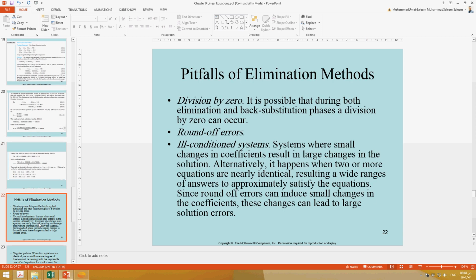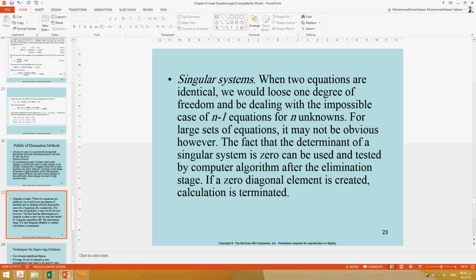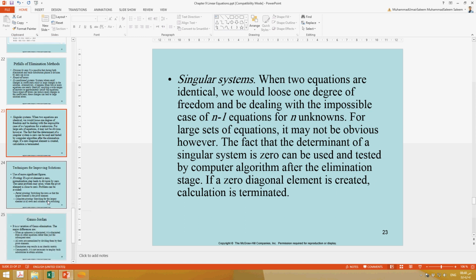There are some drawbacks of these elimination methods. For example, we have different sorts of errors, round-off errors. Sometimes if we divide by 0, for example, if in an equation the two terms become equal to 0 and 0 is divided by some other term, it becomes infinity and the solution is not possible. Again, in the Cramer's rule, if we have a singular matrix where the determinant is 0, we cannot solve it. So there are some improved techniques.